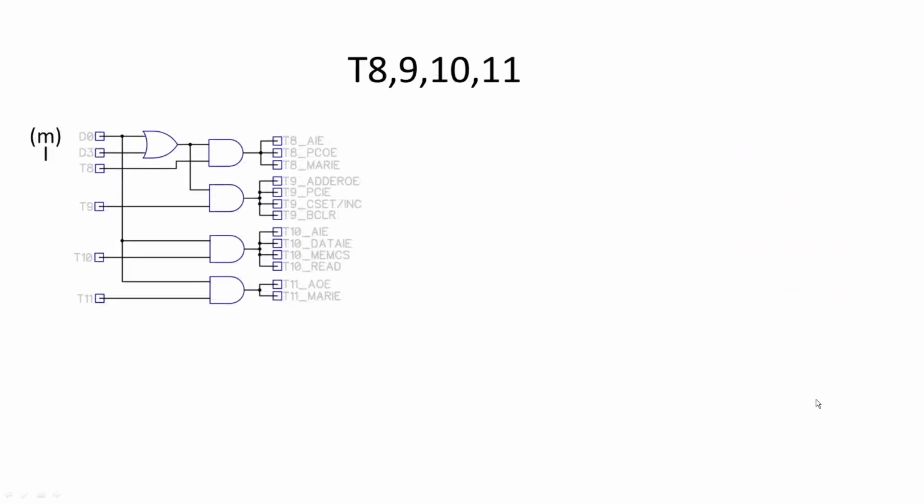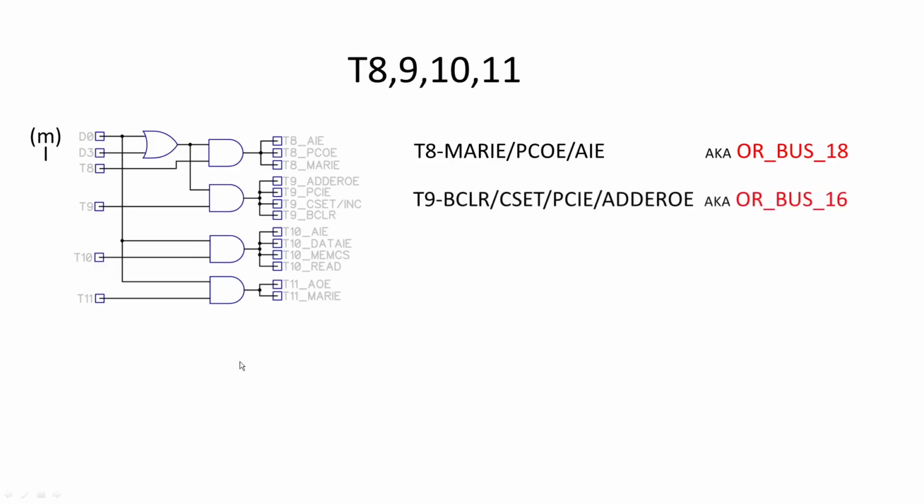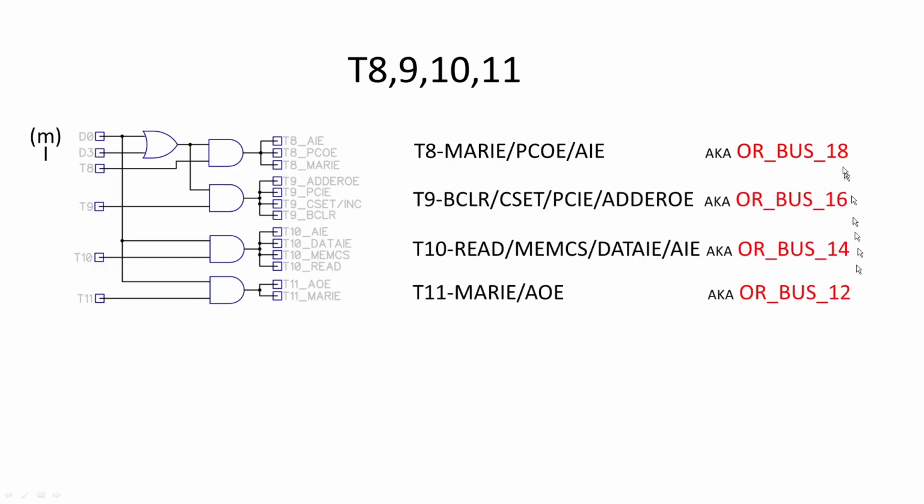Then we've got 8, 9, 10, 11, which is exactly the same circuit, but this time we've got the destination, which is also the second source, but it's also the destination. So again, we can combine those signals together. We can combine these signals together, and these ones, and these ones. So we only need 4 signals going up the OR bus for all of these.